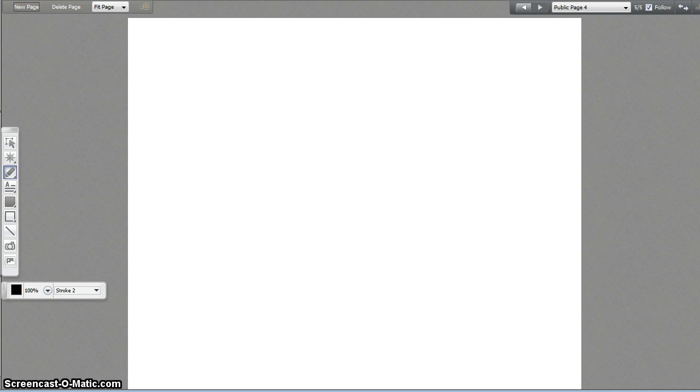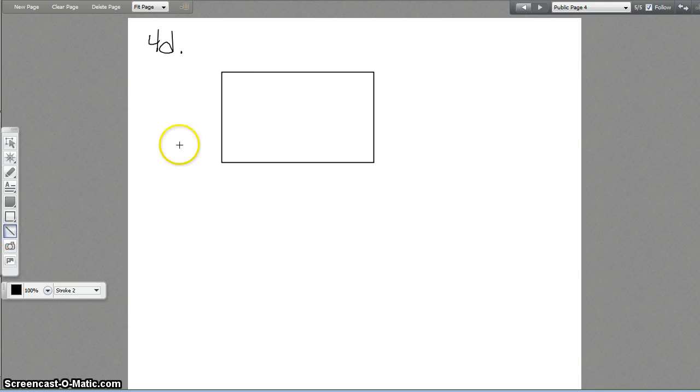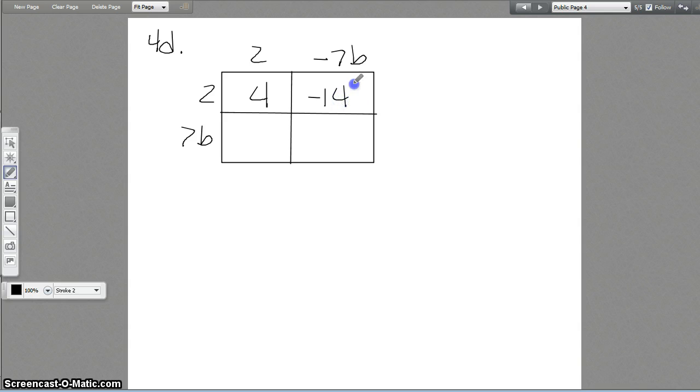So let's look at number 4, part D. Number 4, part D, they give you a worked out diagram. So here's a diagram. Let me draw the grid lines. Okay, and they show 2 and negative 7b, and they show 2 and positive 7b. So here we have 4, negative 14b, positive 14b, and negative 49b squared.